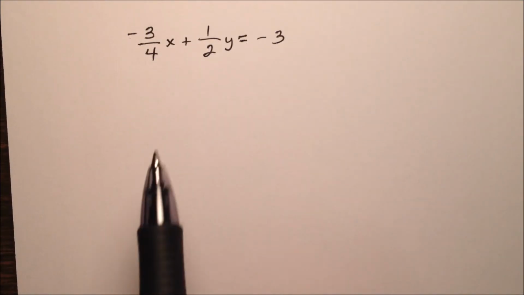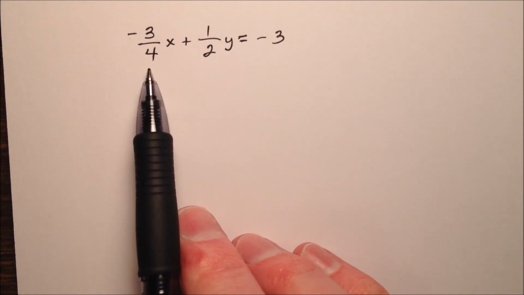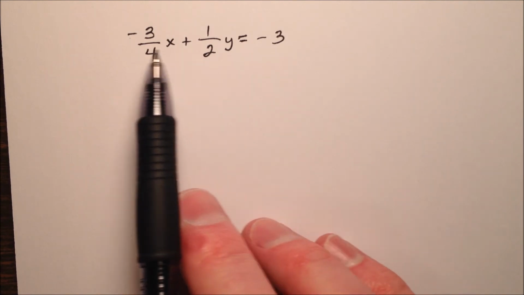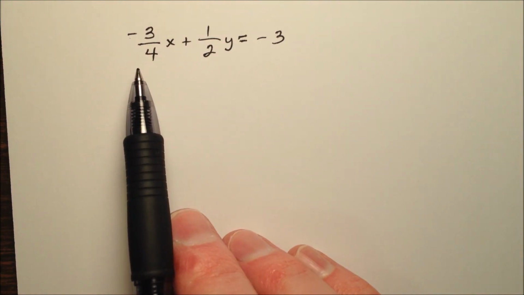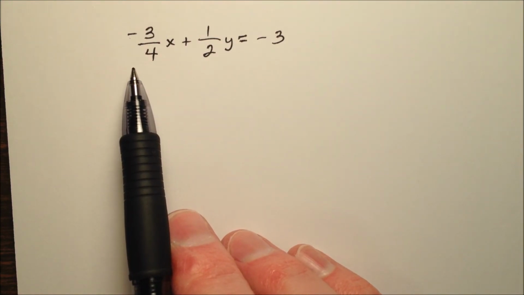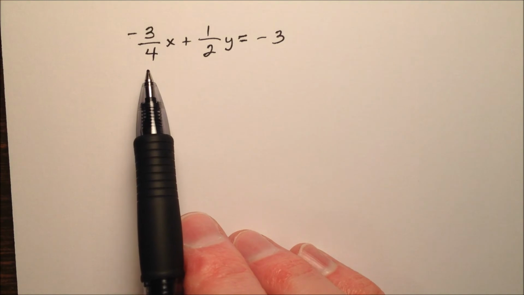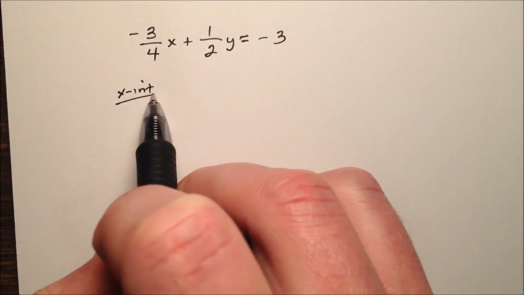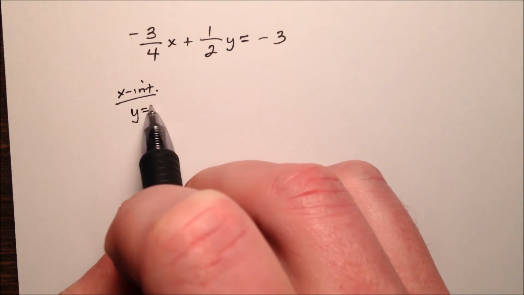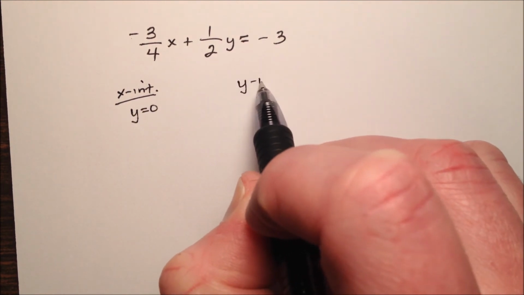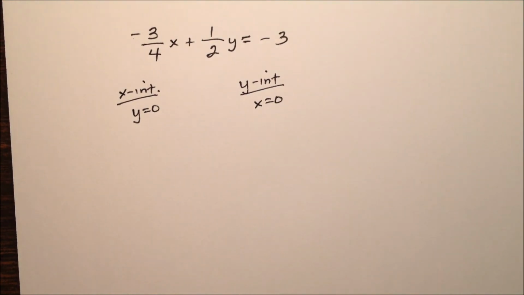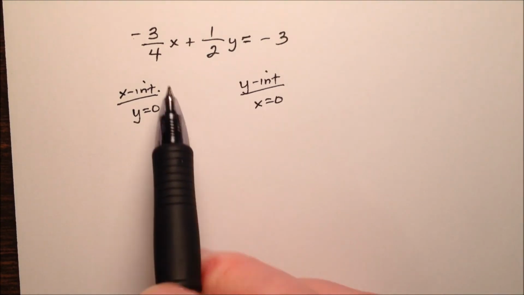In this next example, I have the linear equation negative 3/4 x plus 1/2 y equals negative 3. I would like to graph this line, but I would like to do so by first finding its intercepts. So recall that in order to find the x-intercept, I'm going to substitute y equals 0, and in order to find the y-intercept, I'm going to substitute x equals 0. So let's go ahead and do that.